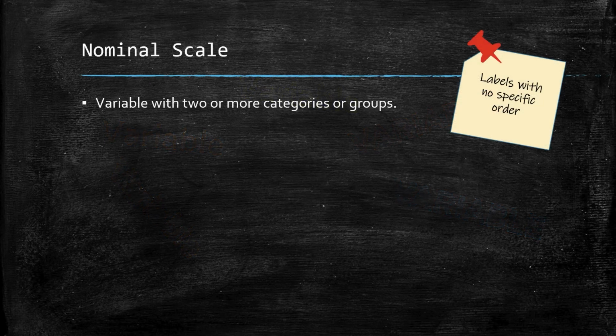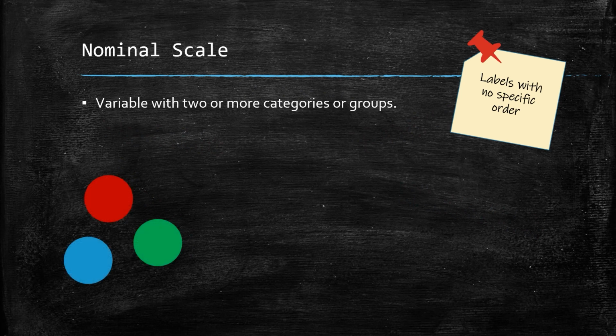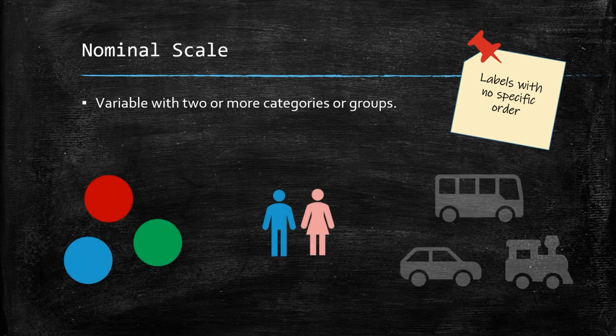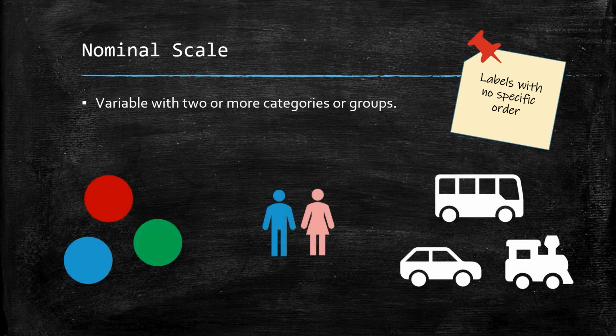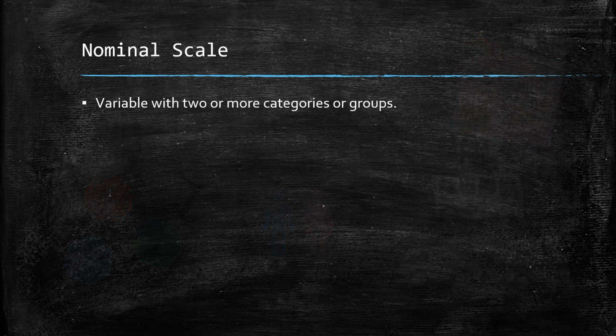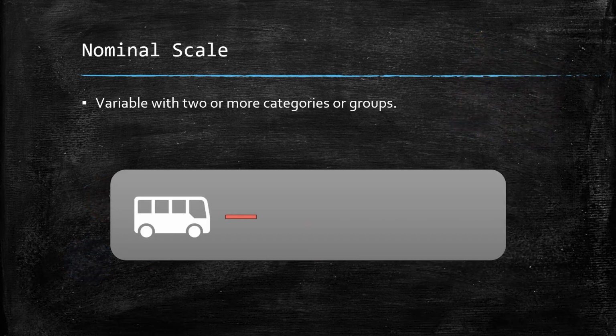Let's start with the nominal level. Here, variables are categorical, representing different categories or groups. Think of nominal data as labels without a built-in order, such as color, gender, or types of transportation. While we can categorize, it's important to note that at this level, mathematical operations like addition or subtraction aren't applicable. Because bus minus car really doesn't make any sense.